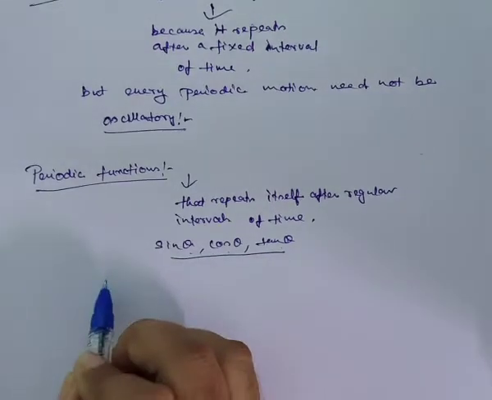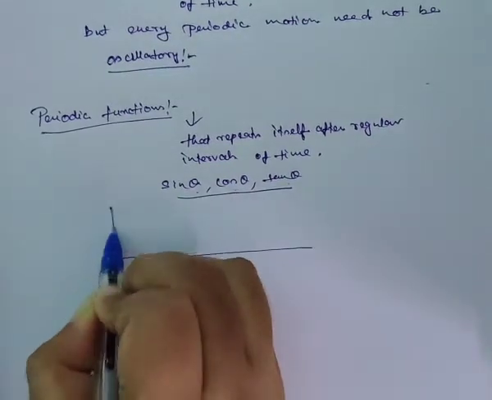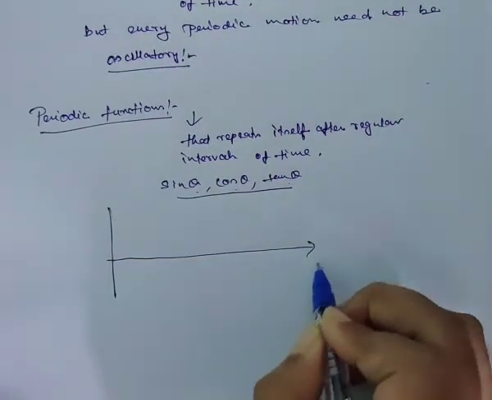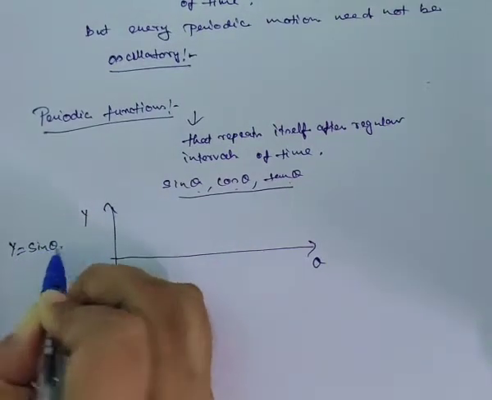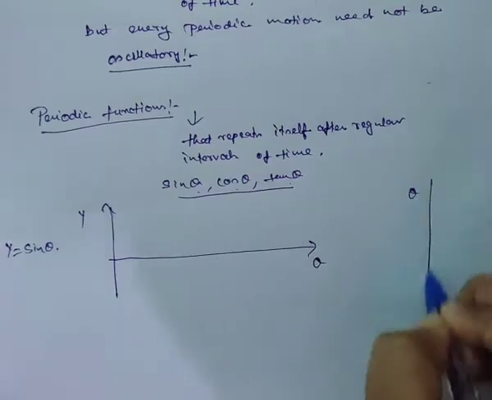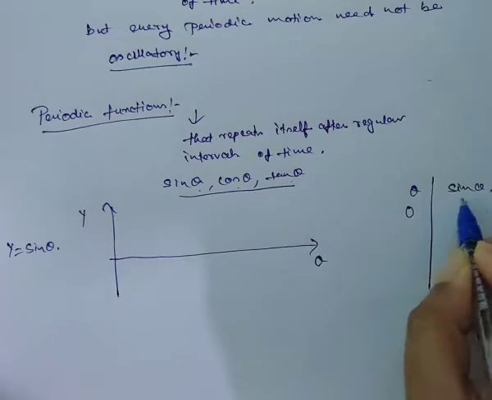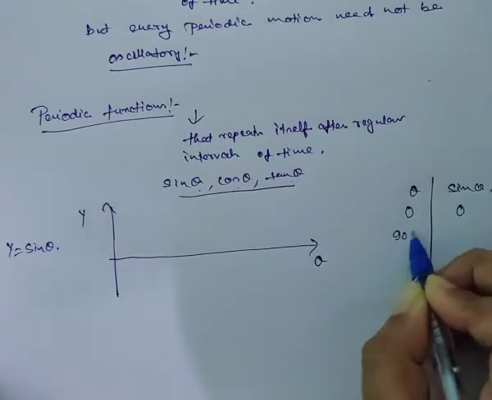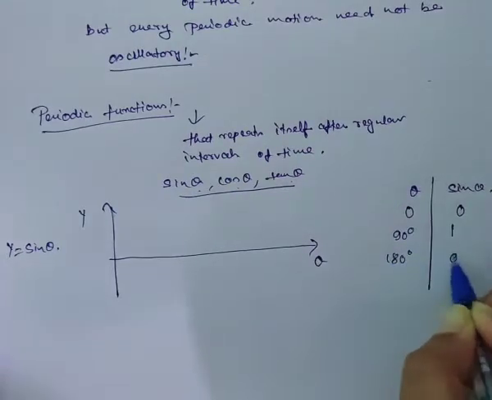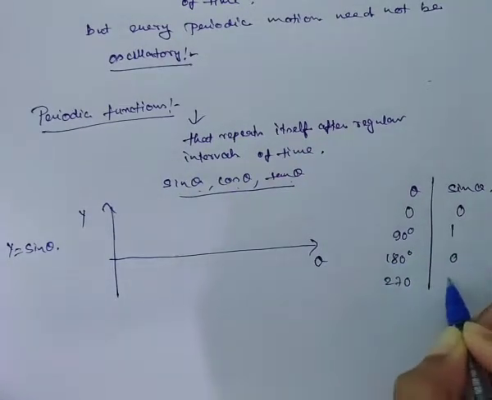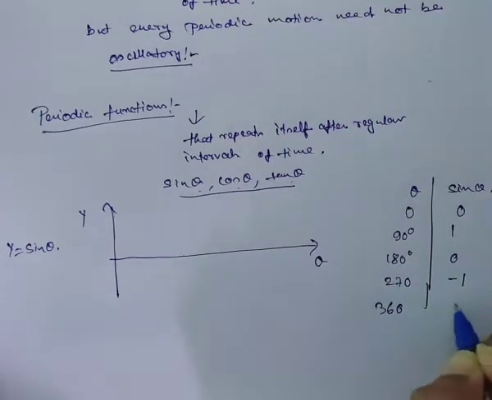If we see the sine curve, this is a sine curve, and if we take theta in the x direction and y equal to sine theta. At 0 degrees, sine theta will be 0. At 90, sine theta will be 1. At 180, the value is 0. At 270, its value is minus 1, and at 360 it is 0 again.